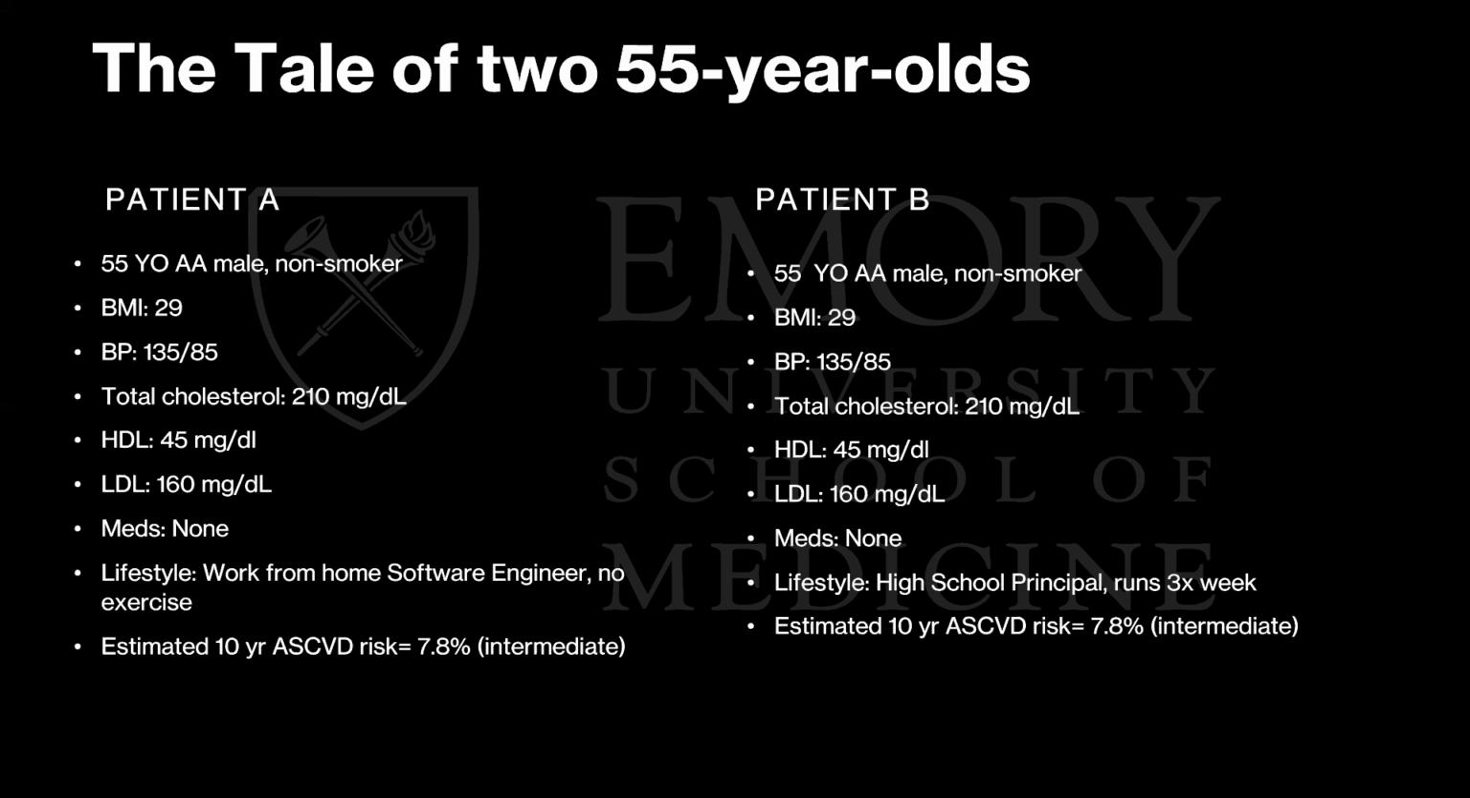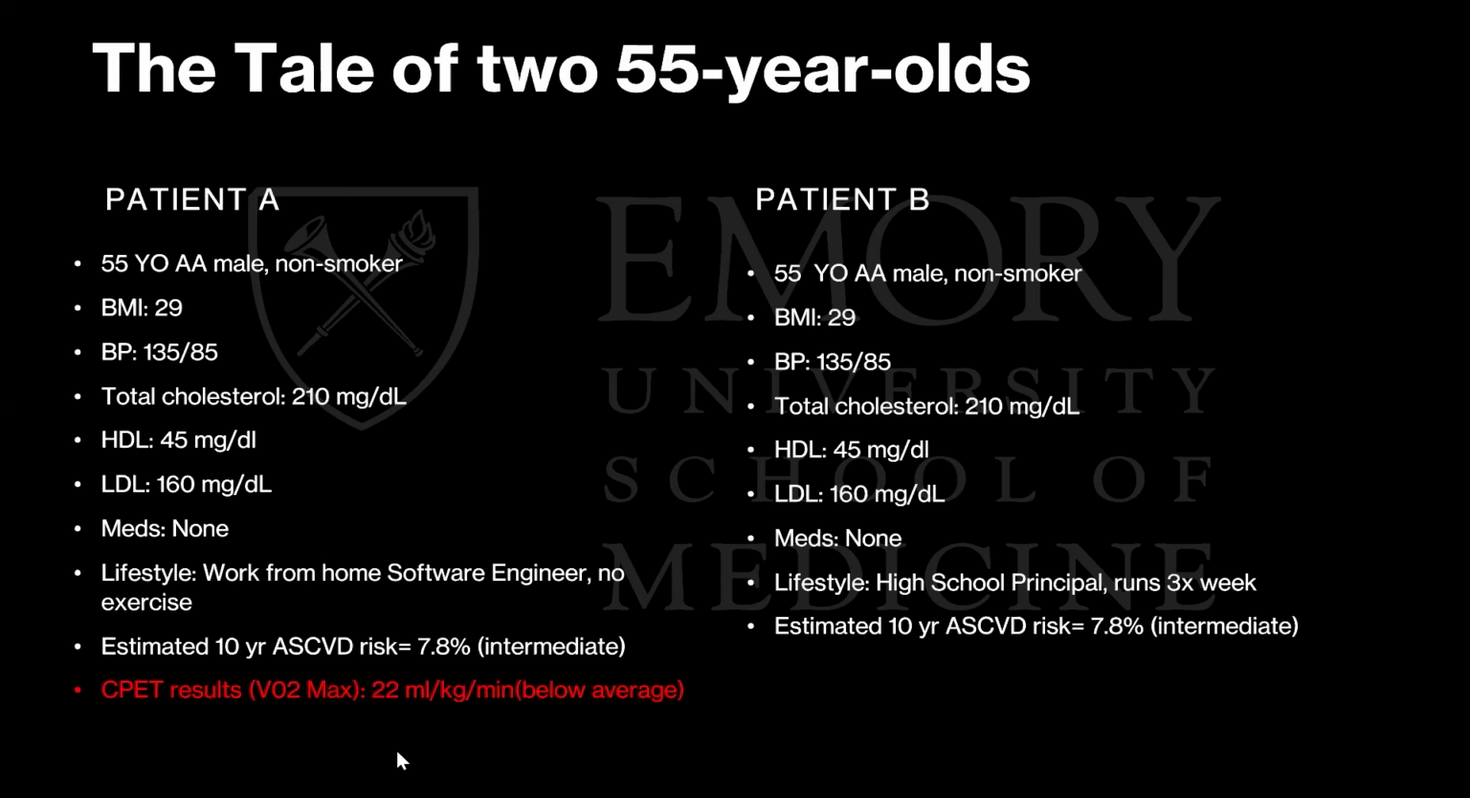Patient B has the same exact risk profile, but he's a high school principal. He's walking up and down the hallways constantly throughout the day and runs about 3 times a week, jogging about 15 to 20 minutes, not high intensity. You can see his ASCVD score is exactly the same as the other patient. But now we're going to do some CPET testing on these people to see if we can differentiate even further.